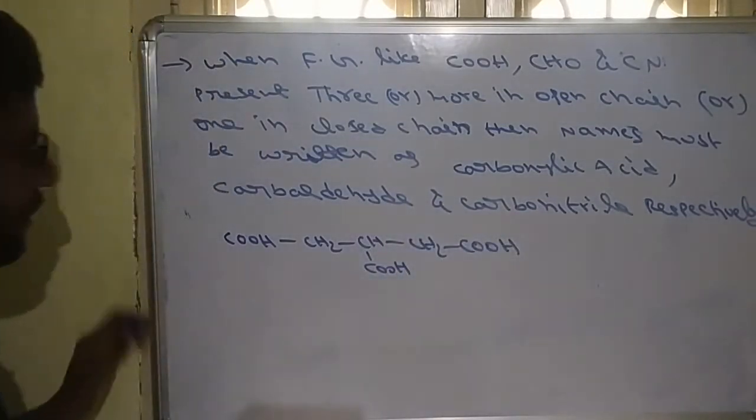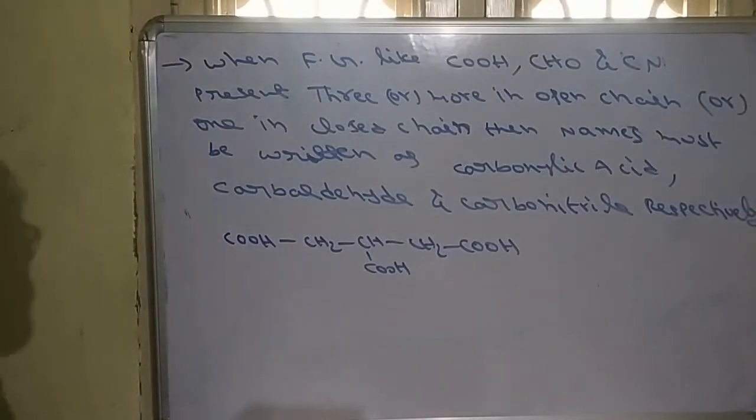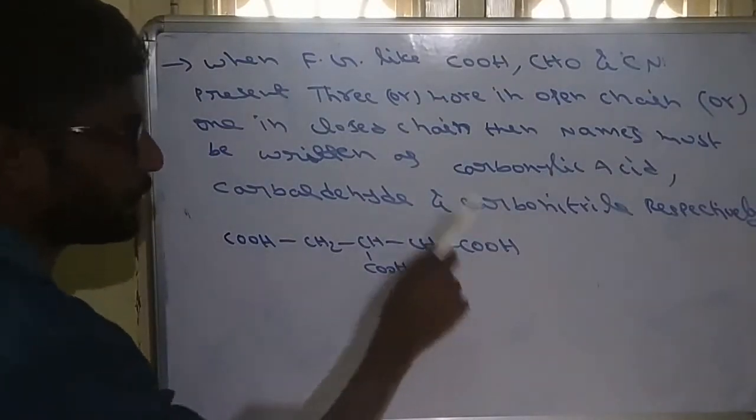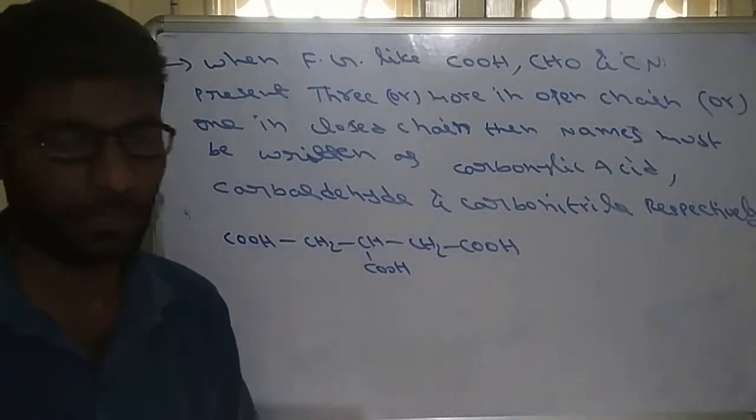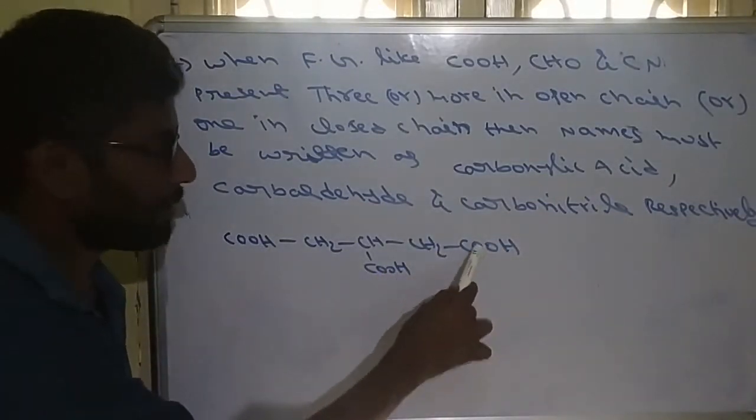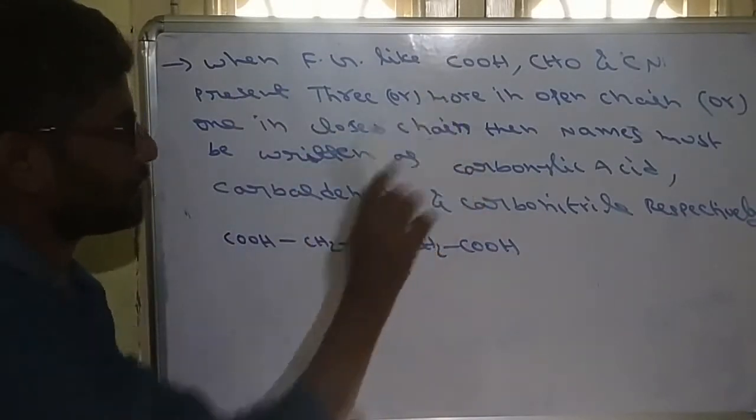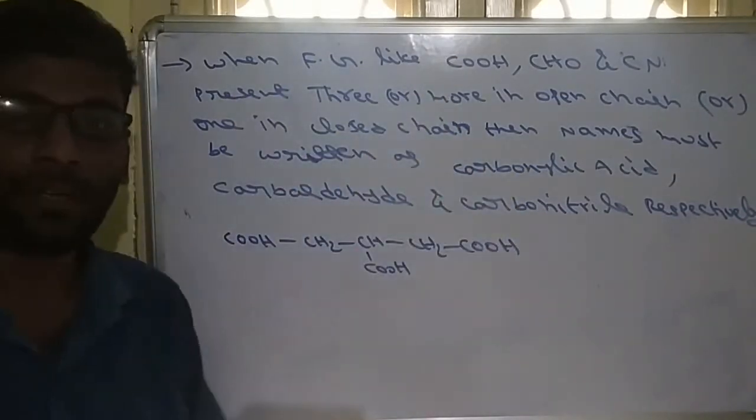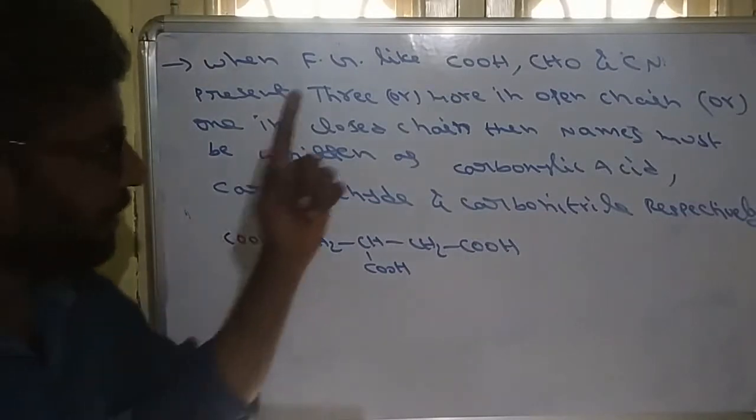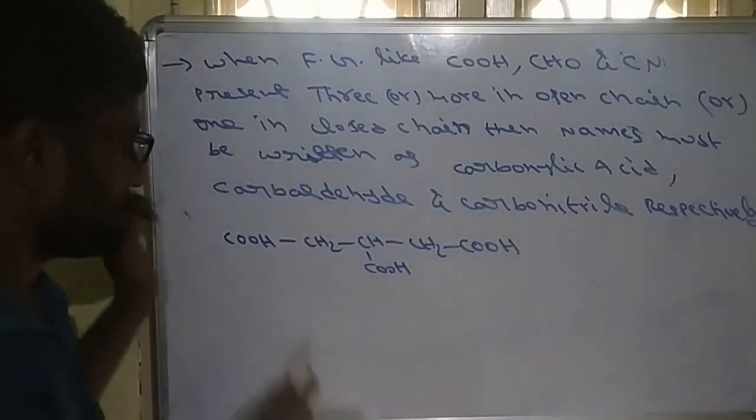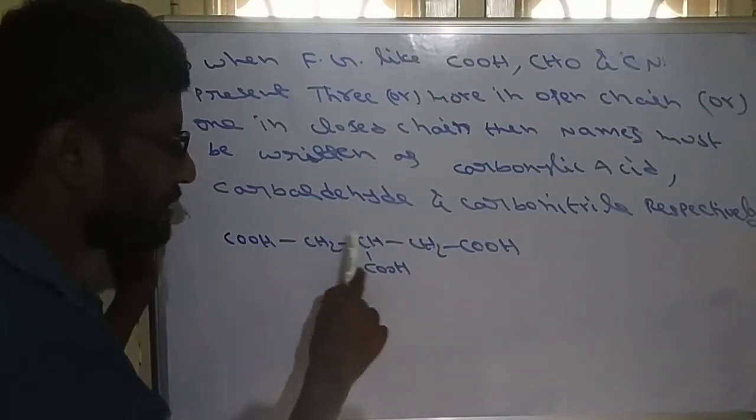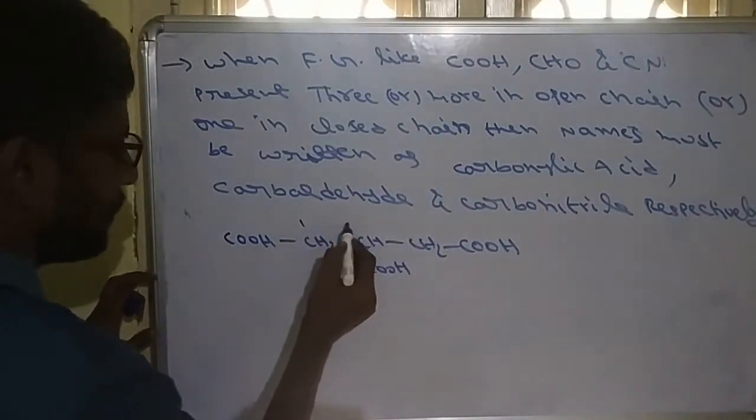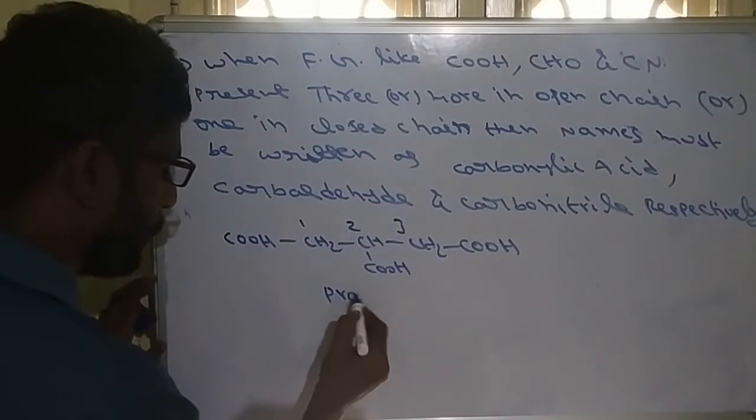So this is a molecule. It has the functional group COOH, and there are three COOH groups. Normally the COOH group name is written as oic acid, but here three functional groups are present, so we write carboxylic acid, not oic acid. And when we write carboxylic acid, that carbon we cannot count in the root word. Only these 3 carbons form the root word: 1, 2, 3. So the root word will be prop.